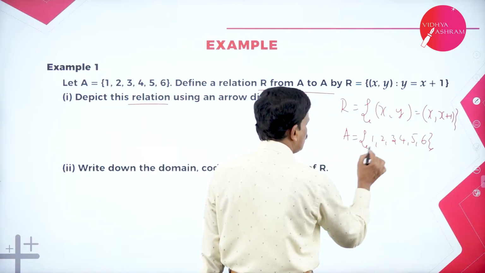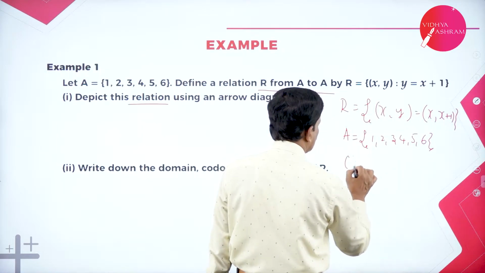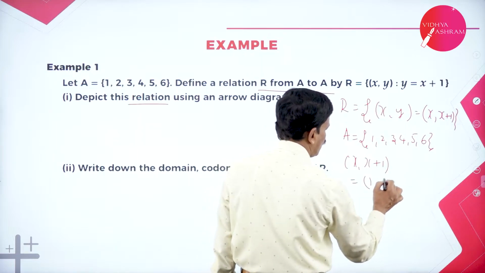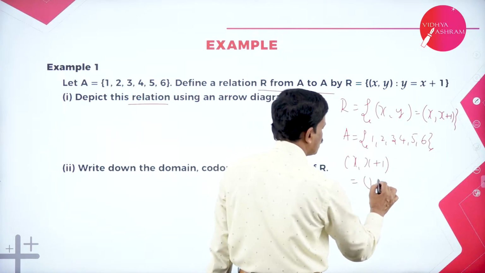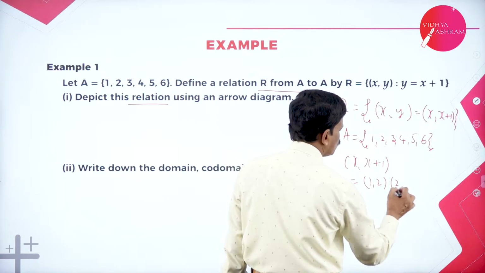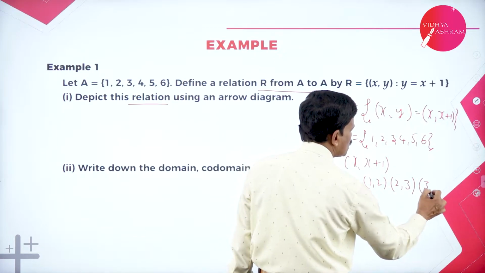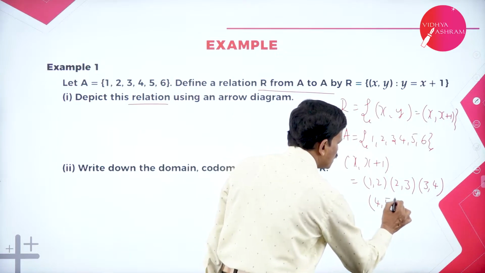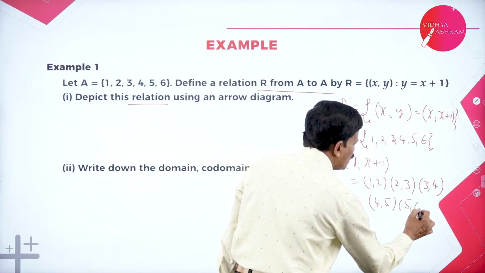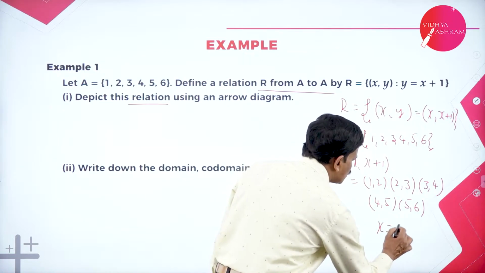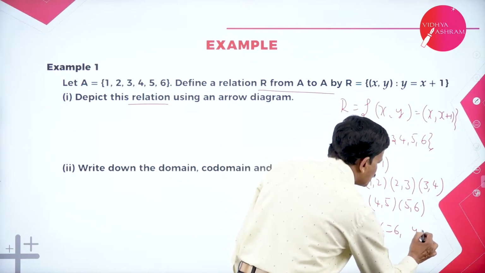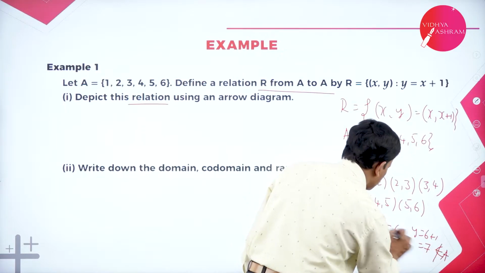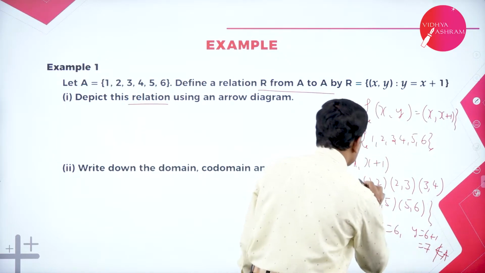Now write down the elements, (x, x + 1). When x is equal to 1, y is equal to 1 plus 1, which is 2. When x is equal to 2, 2 plus 1 is 3. When x is equal to 3, 3 plus 1 is 4. When x is equal to 4, 4 plus 1 is 5. When x is equal to 5, 5 plus 1 is 6. When x is equal to 6, we get y equal to 6 plus 1, that is 7, which does not belong to A. So, we cannot take this. So, only these are the elements.